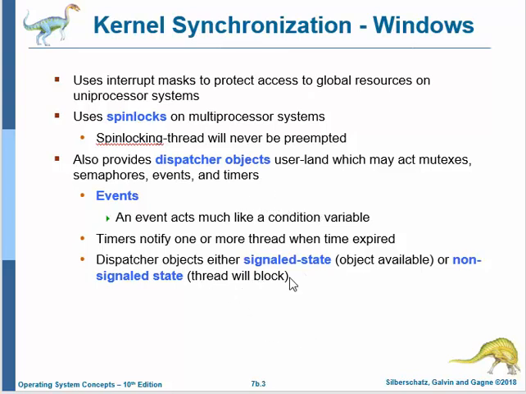Meanwhile, dispatcher objects may be in either a signaled state or a non-signaled state. An object in a non-signaled state is not available, and a thread will block when attempting to acquire the object. While when an object is in a signaled state, the thread will not block when acquiring the object.